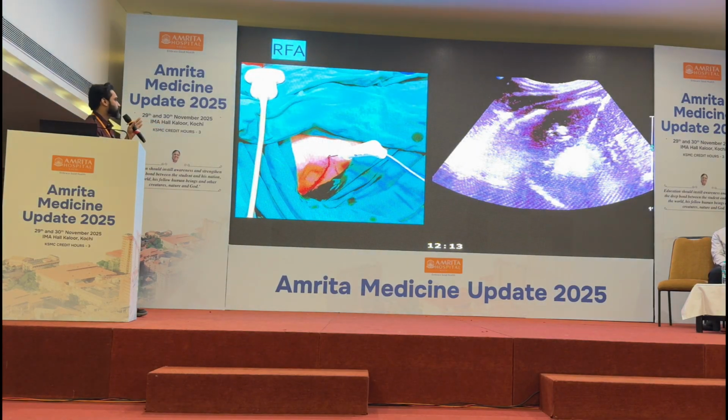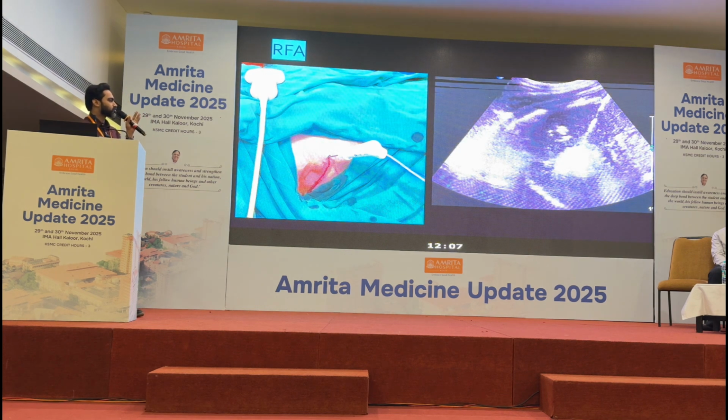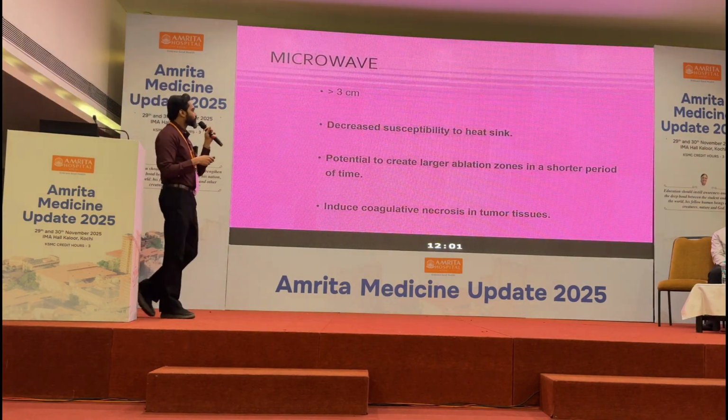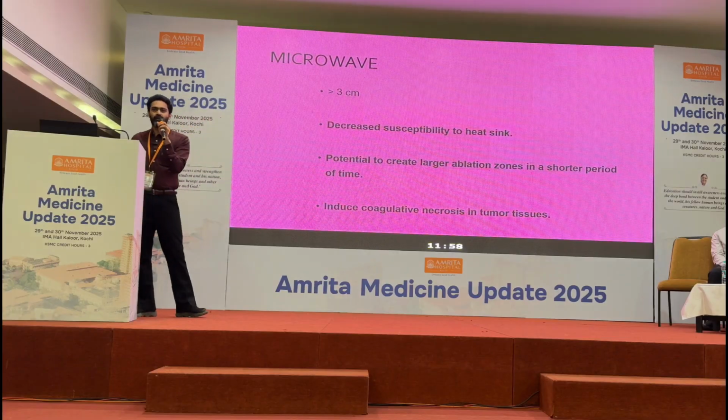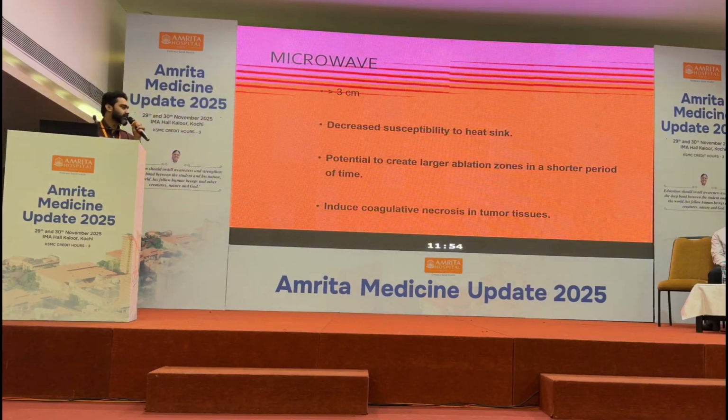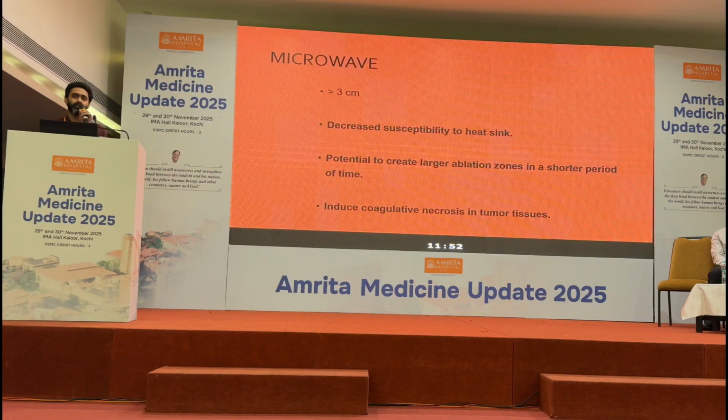This is a picture which shows the needle across the liver into the lesion. This was hepatocellular carcinoma within the liver, and this is getting ablated. Microwave ablation is actually stronger and more effective than RFA, because the heat generated in microwave is much more rapid when compared to the RFA.